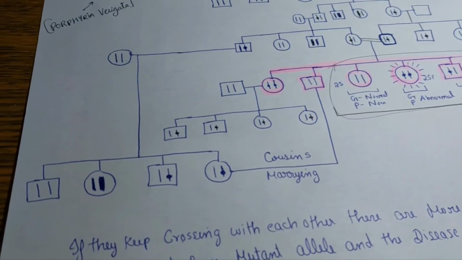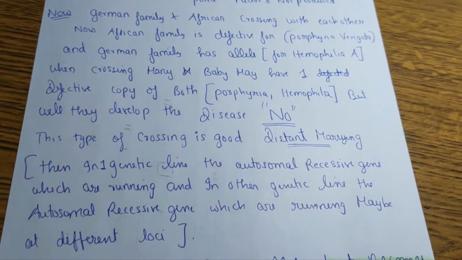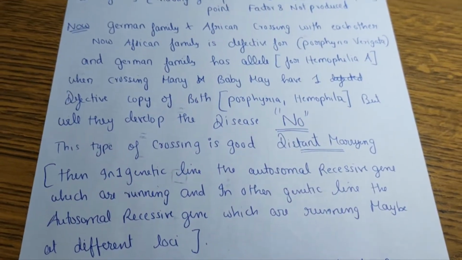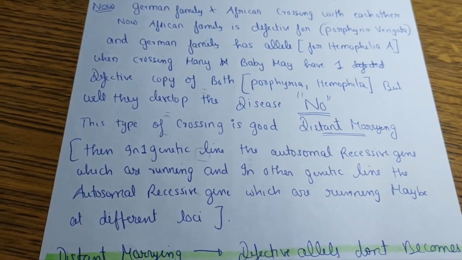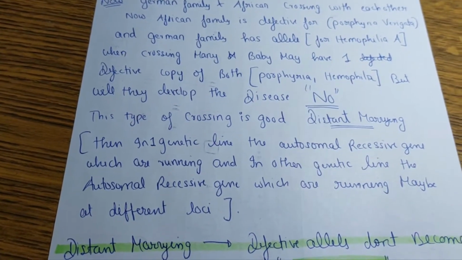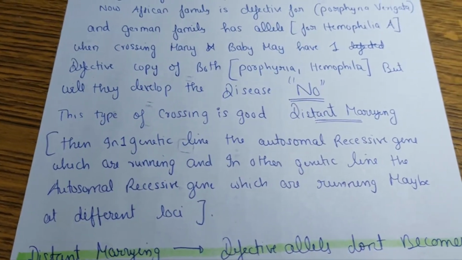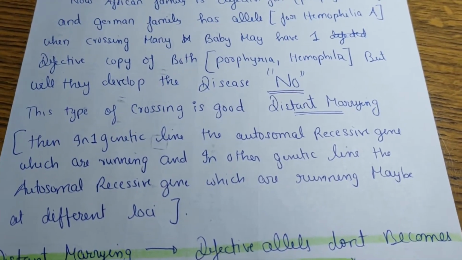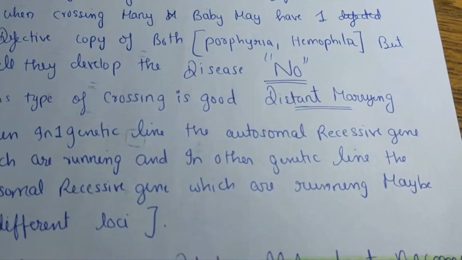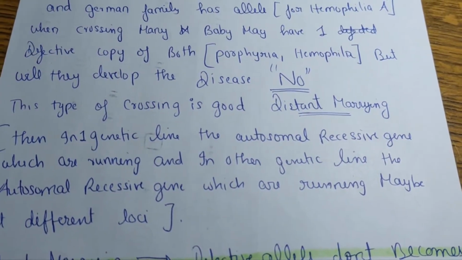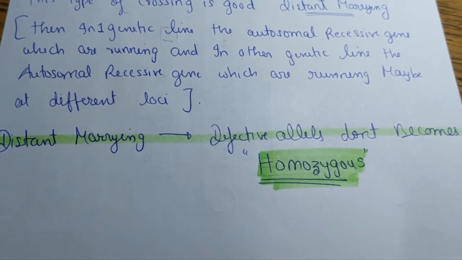But the babies will not develop the disease. This is because to express or manifest the disease, the progeny or the baby should have two recessive alleles. But since they have one recessive allele for one disease and one recessive allele for another disease, they are not going to express either of those diseases. So this sums up that distant marrying is good if seen on a long-term scale. This is because in distant marriage, the defective alleles don't become homozygous.